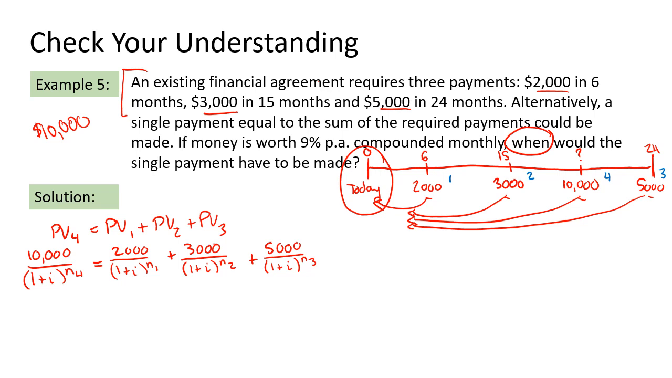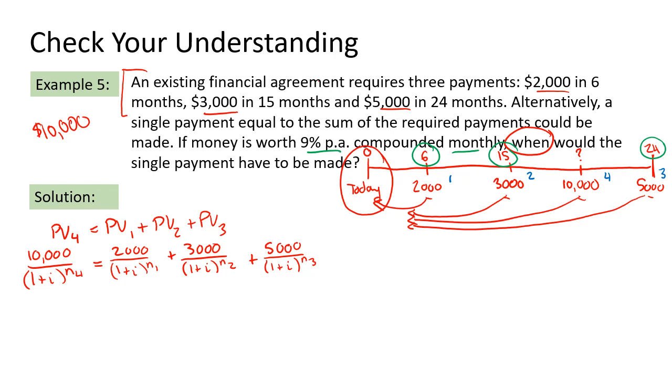Okay, so what other information do we know in this equation? Well, we can calculate the number of compounding periods for all three of the payments we would have had to make because they were provided in the question. We can also calculate our periodic interest rate, and we know our number of compounding periods because it was given that it was compounded monthly.